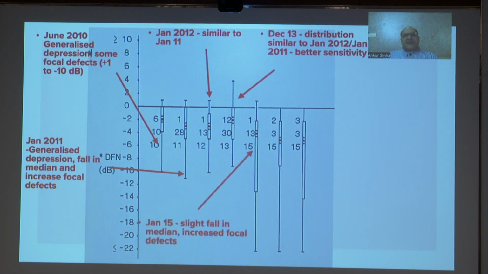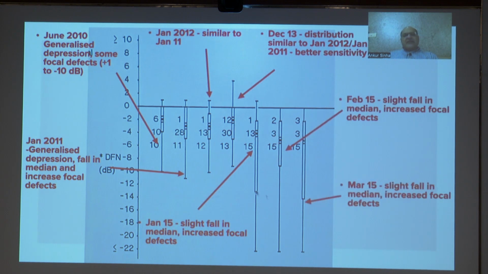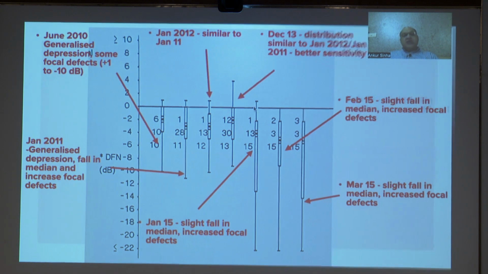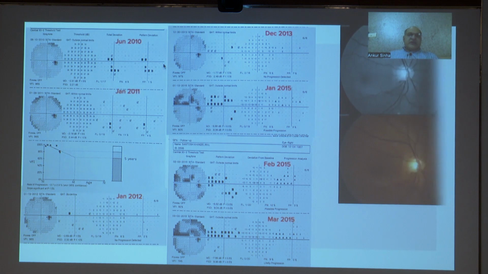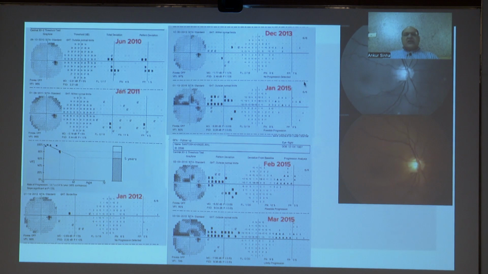But what we see in January 15, February 15, and March 15 is an increase in the tail, which is the localized defects, the focal defects, and also an increase in this box plot, signifying there are more points being involved. So when we look at the visual field analysis on the GPA for this patient, we find that the visual fields are more or less stable till 2013, and the cause of the box plots being abnormal was this disc hemorrhage and associated nerve fiber layer defect in the inferior quadrant of the disc.